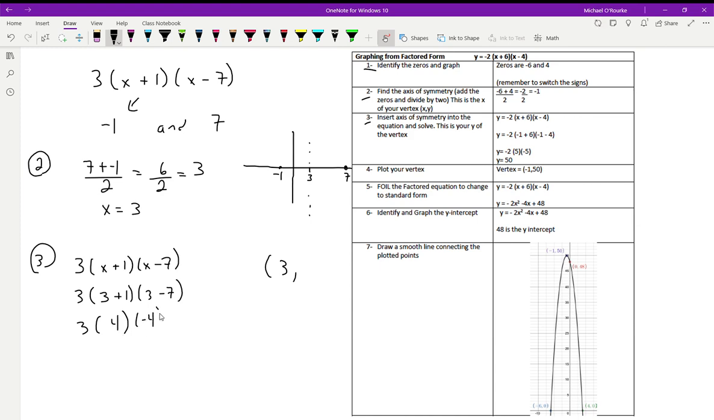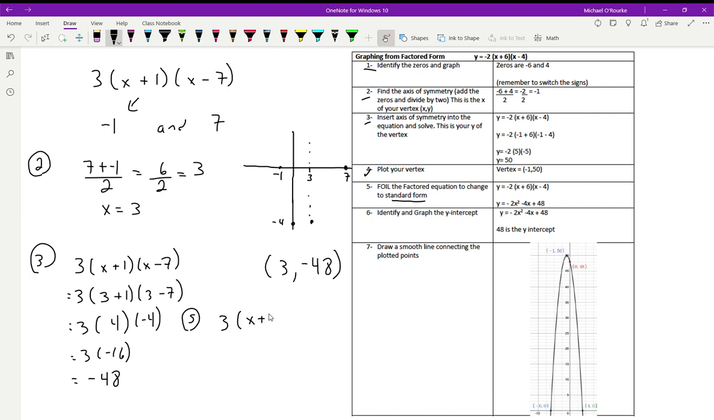4 and negative 4, which equals negative 16, which is going to equal negative 48. So here's my, so let's say negative 48 is around here. Oops, right there. Oh, nothing's changing, so I'm not going to worry about that. Now my next step, I plotted my vertex. I'm done that. Now I need to change it to the standard form to find my y-intercept. So this is step 5.